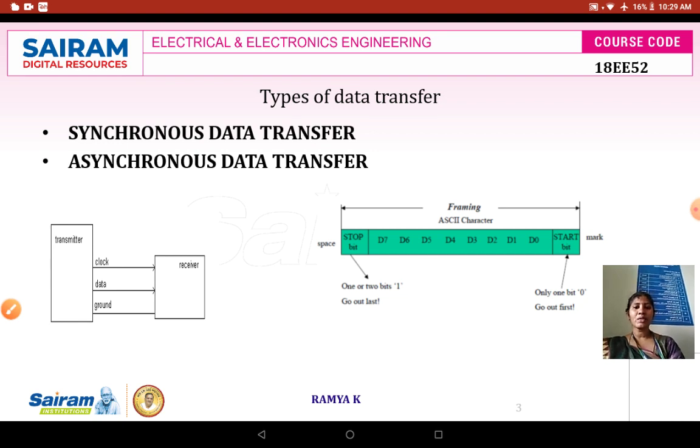In the next class, we will be dealing with the different ways of communication, that is, how the data is transmitted from the transmitting end to the receiving end, and the modes of communication, that is, whether it is one-way communication or two-way communication. All these topics we will be discussing in the next chapter.